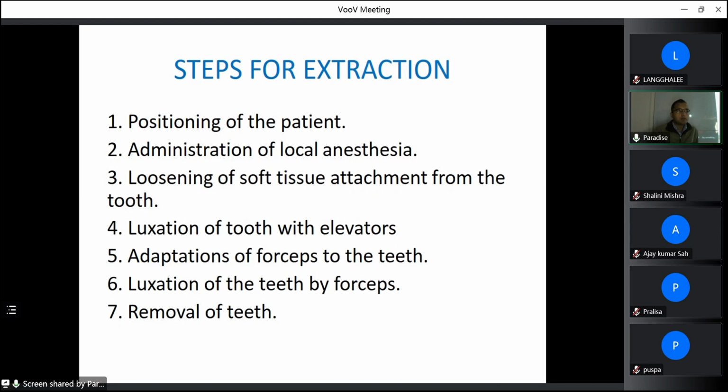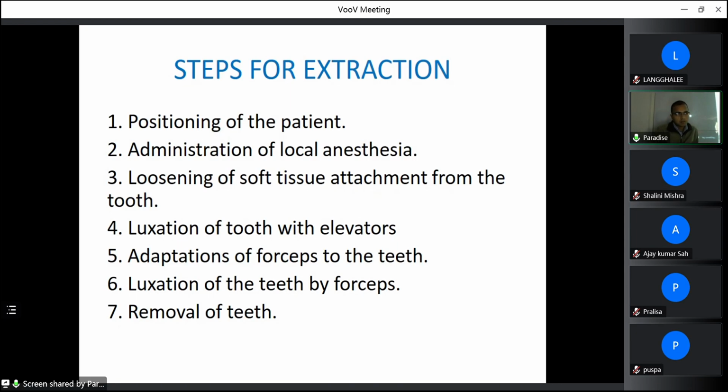Once you have reflected the gingiva, then you have to use a straight elevator. A straight elevator is always used at a mesial-buccal line angle. Once the tooth is luxated, then you can apply forces. If you can't luxate the tooth, the next option is you have to section the tooth. It may be a multi-rooted tooth, it may have undergone ankylosis. So in such cases, you have to section the tooth.